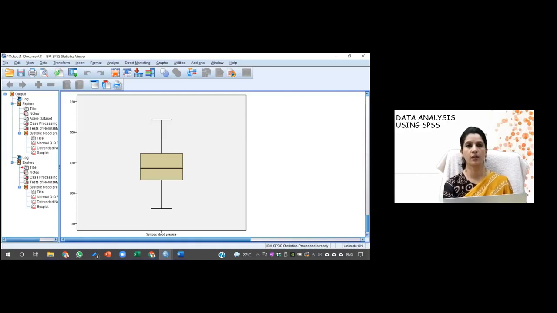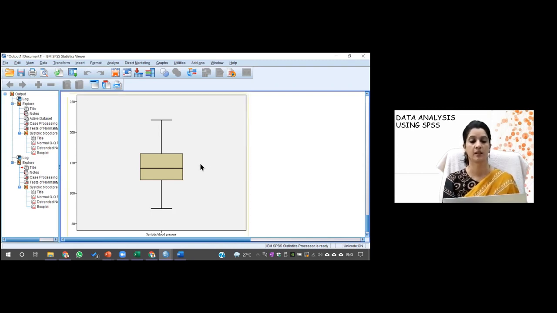Now, I have met all three assumptions. I have met the assumption of a continuous variable, which is my systolic blood pressure. I have met the assumption that there is no significant outlier, and the data is normally distributed as seen by the visual inspection of the QQ plot. So now I'm ready to apply the one sample t-test.